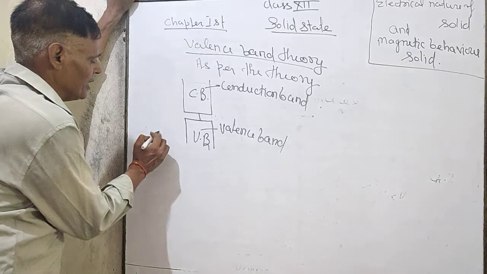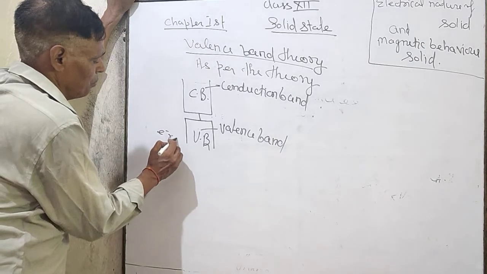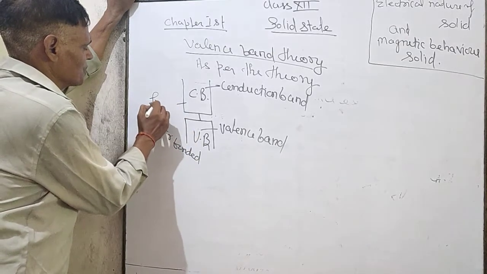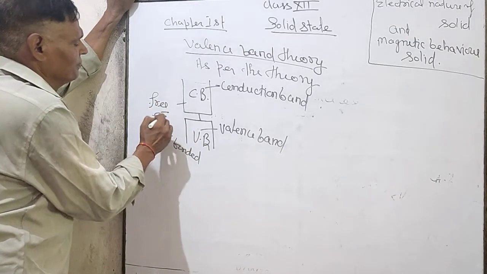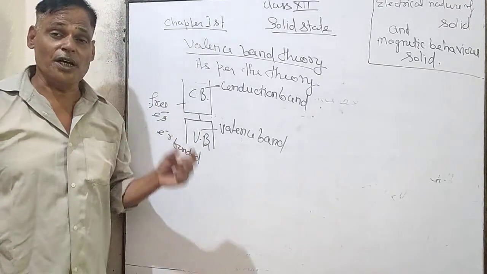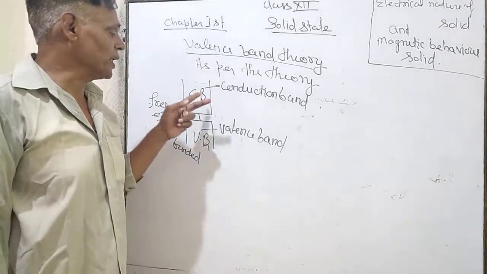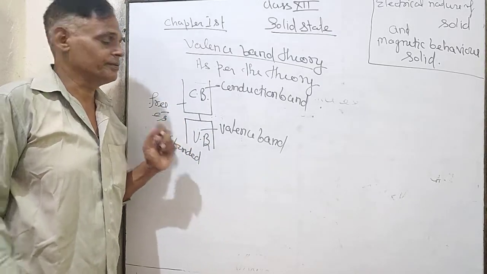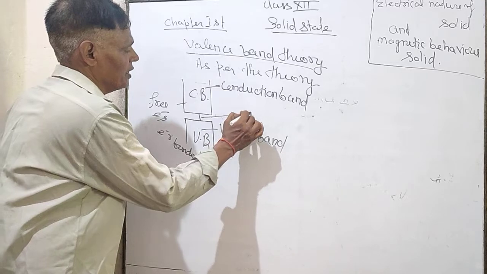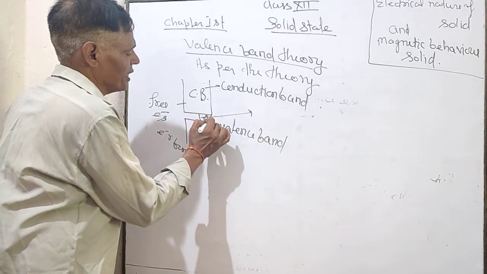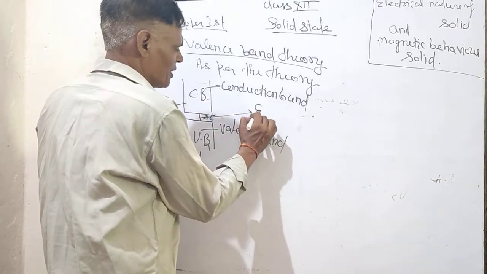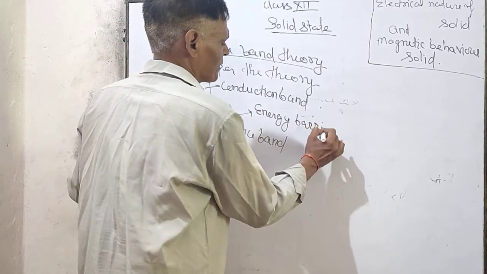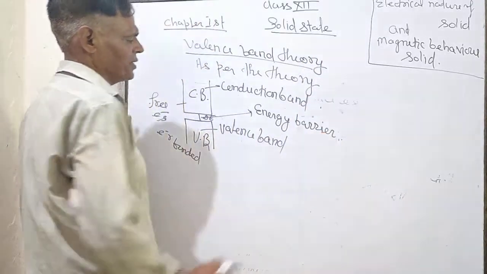In the valence band, electrons are bonded. And here, free electrons. In order to be free and go to the conduction band, a certain electrical energy is required to be supplied. And this is called the energy barrier. We are writing here delta E. Delta E is your energy barrier.